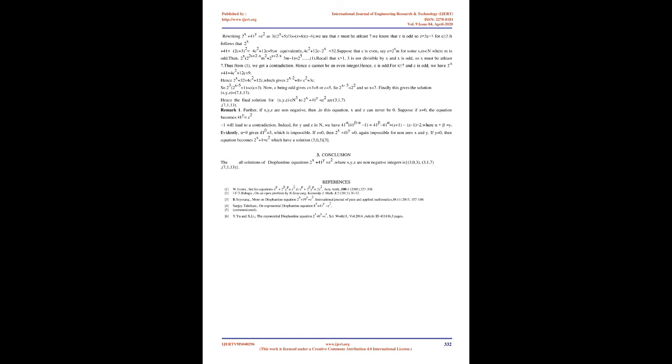We see that z must be at least 7. We know that z is odd, so z = 2c + 3 for c at least 2. It follows that 2^x + 41 = (2c + 3)^2 = 4c^2 + 12c + 9, or equivalently, 4c^2 + 12c = 2^x + 32. Suppose that c is even, say c = 2^s m for some s, m in N where m is odd. Then the equation reduces to an equality of powers of two with an odd factor.